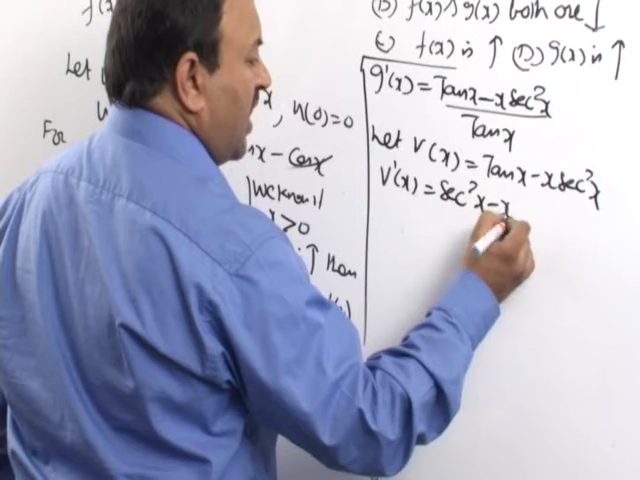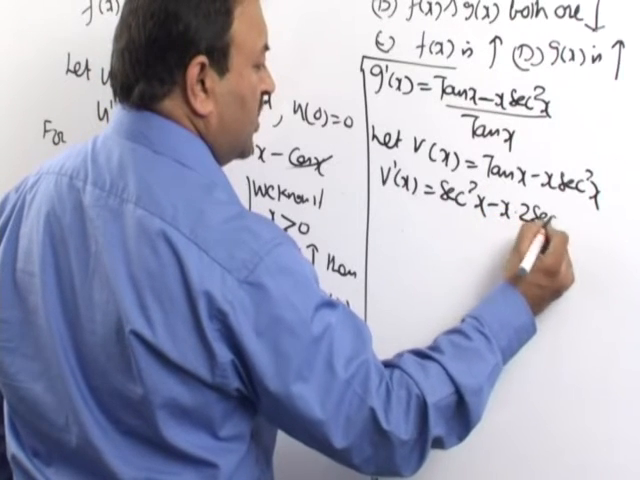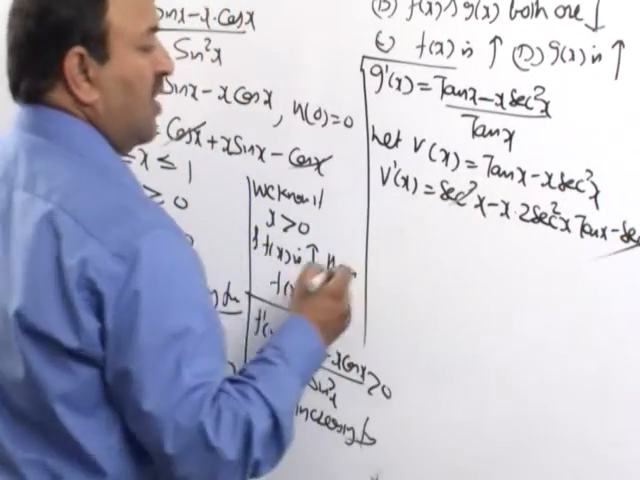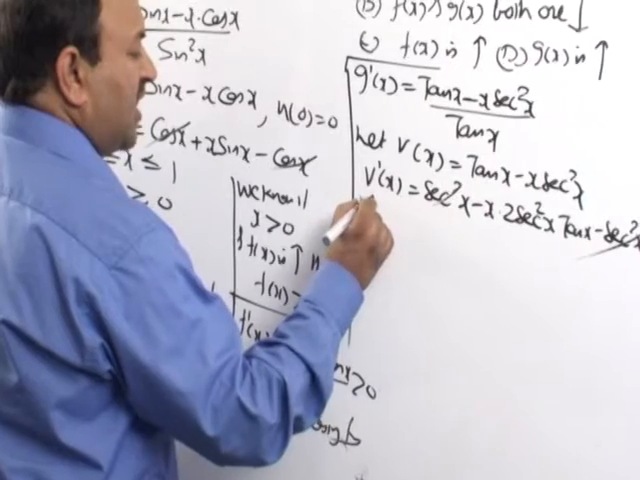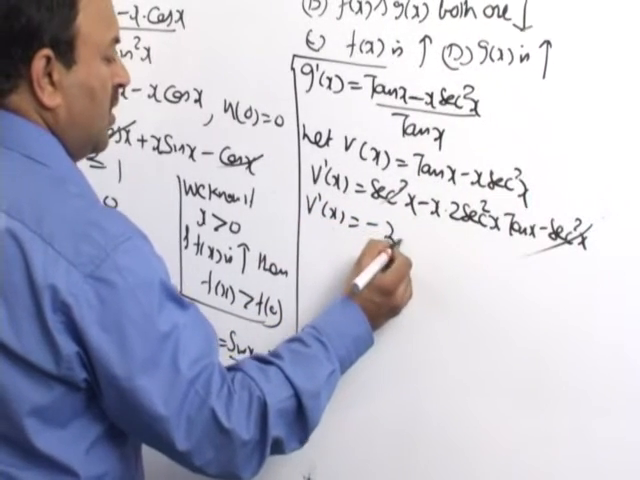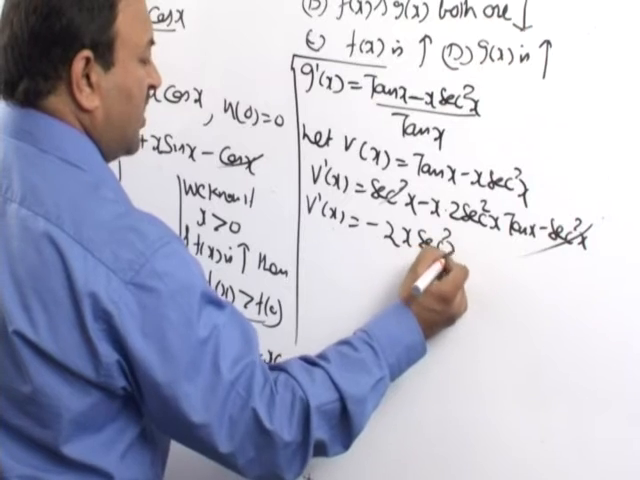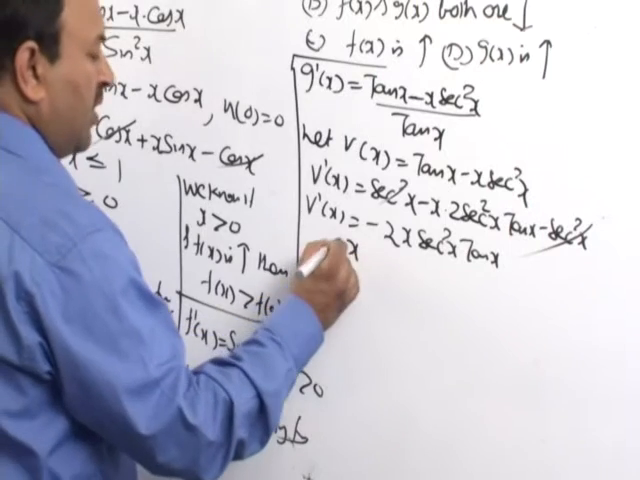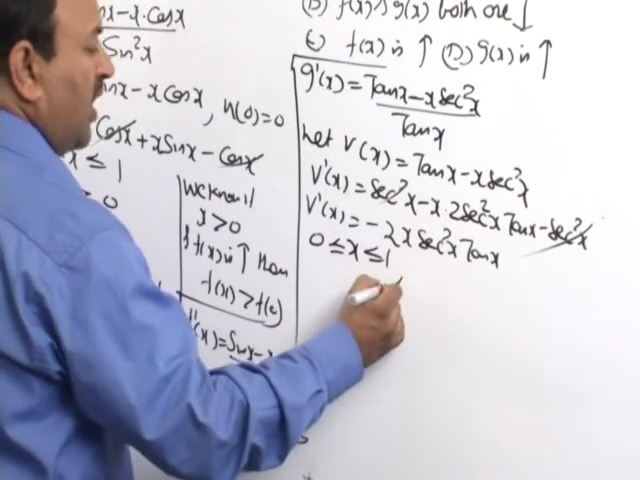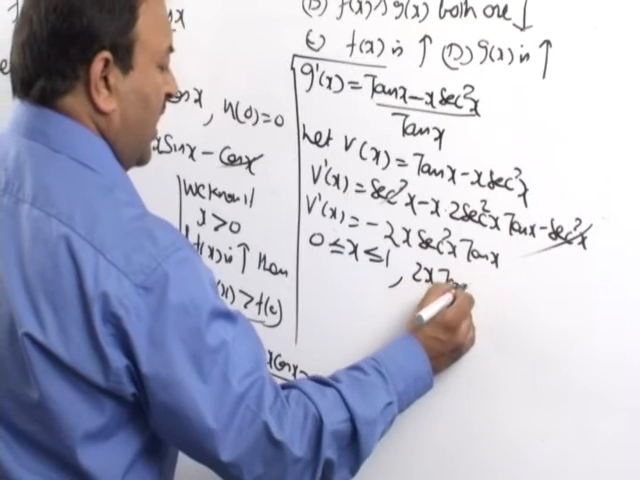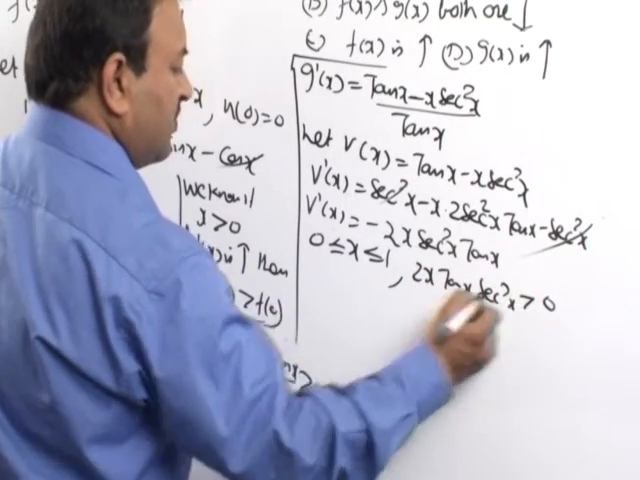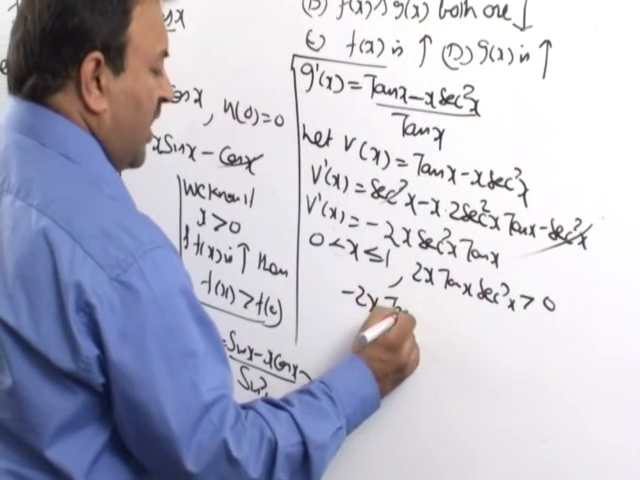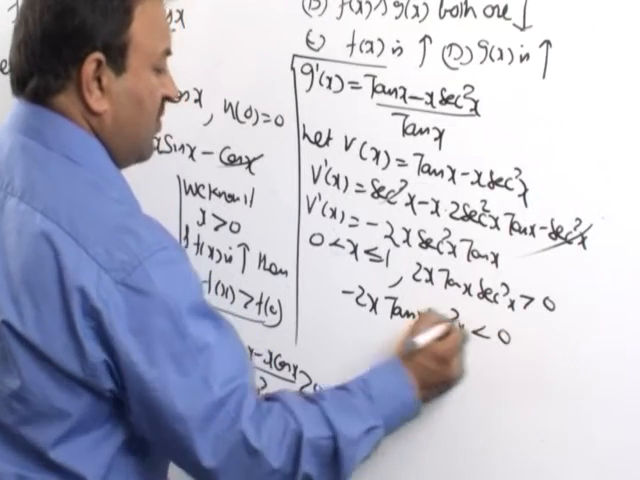It comes out to minus x into secant square x का differentiation 2 secant x tan x minus secant square x. This will be cancelled out. I can say v dash x is equal to minus 2x secant square x tan x. For x lies between 0 to 1, I can say 2x tan x secant square x is positive. Secant square x is positive. Minus 2x tan x secant square x is less than 0.